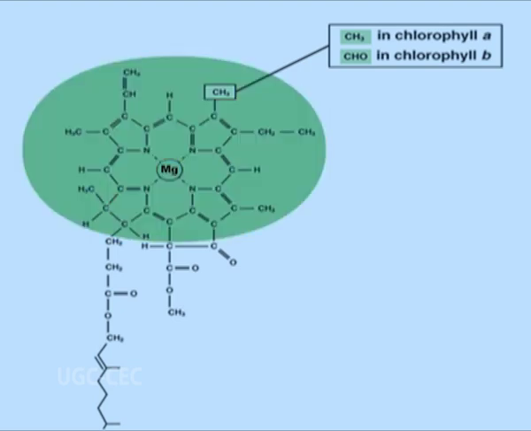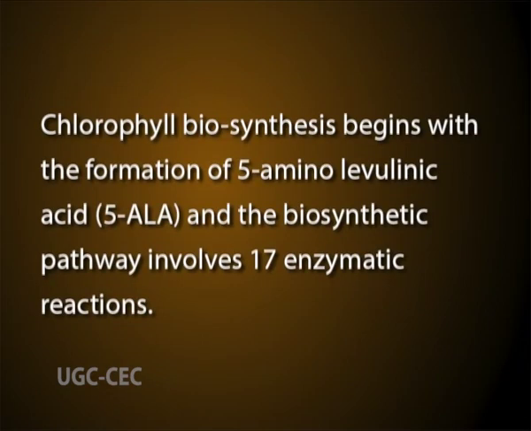The metal at the center of the structure, magnesium, can have variable oxidation states. This means that it can accept and donate electrons readily depending on the situation. It is flexible, which is very important for the function of the molecule. Most of the chlorophylls are classified as chlorins rather than porphyrins by virtue of the reduced ring D. Chlorophyll biosynthesis begins with the formation of 5-aminolevulinic acid, that is ALA, and the biosynthetic pathway involves 17 enzymatic reactions.